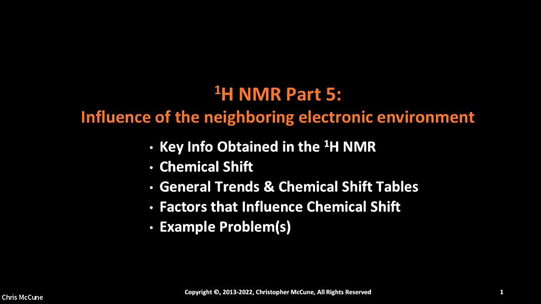And so this will give rise to different chemical shifts, which is a key piece of information that we get from the NMR spectra. It tells us what kind of environment each set of protons is in, and so that helps us try to figure out the connectivity of the molecule, putting things in the right place based on maybe a formula, and other information. Okay, so I'll go over just general trends, a general chemical shift table, and then I'll walk through the main factors that influence chemical shift, and then we'll look at a problem.